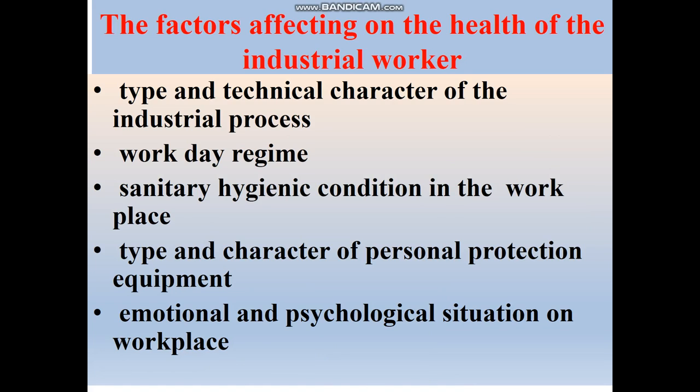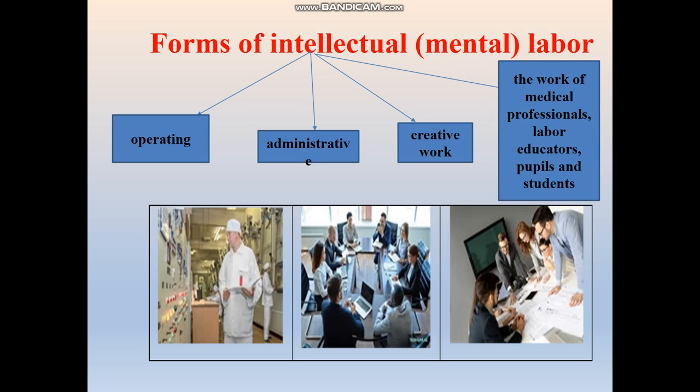The factors affecting the health of the industrial worker are: type and technical character of the industrial process, workday regime, sanitary and hygienic conditions in the workplace, type and character of personal protective equipment, and the emotional and physiological situation at the workplace.